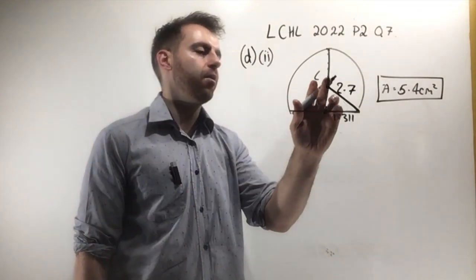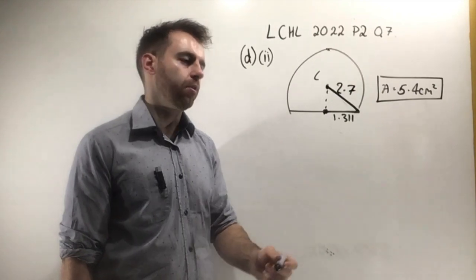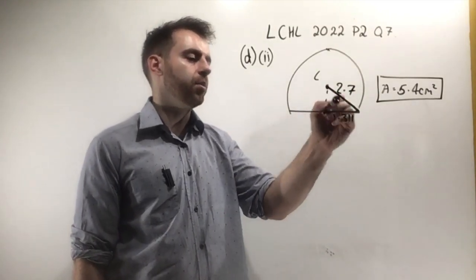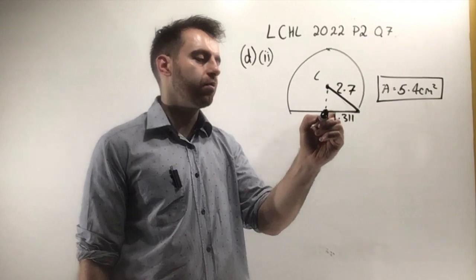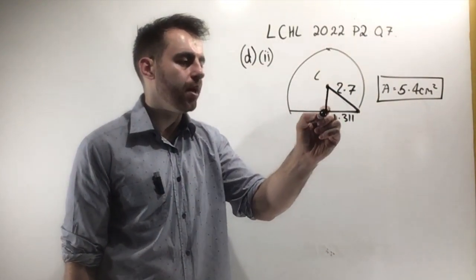Look at what I have now. We can ignore that line for the moment. What I'm trying to do here is form a right angle triangle. I know that the distance from here to here is 2.7. The distance from here to here is 1.311. So obviously if I use Pythagoras theorem, I'll be able to get this distance.